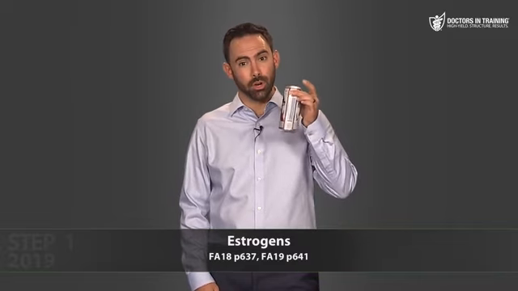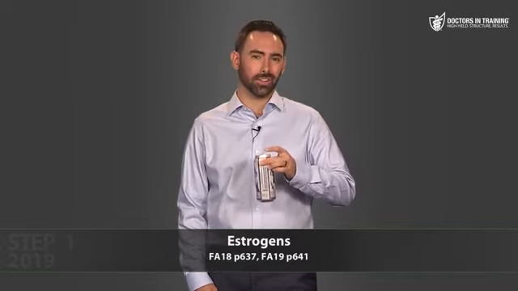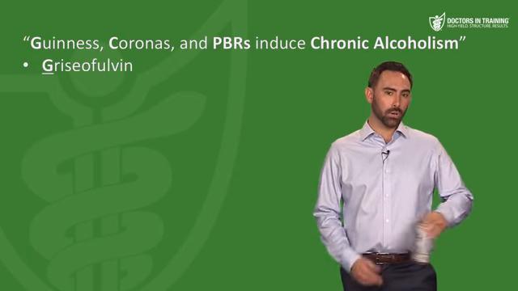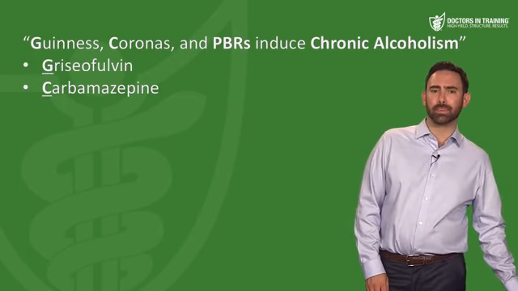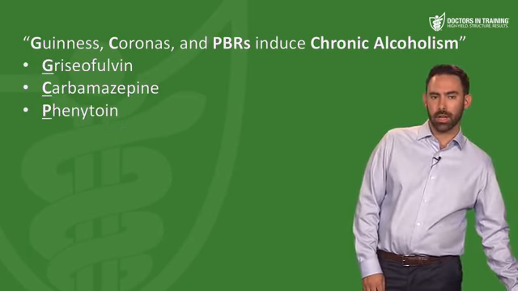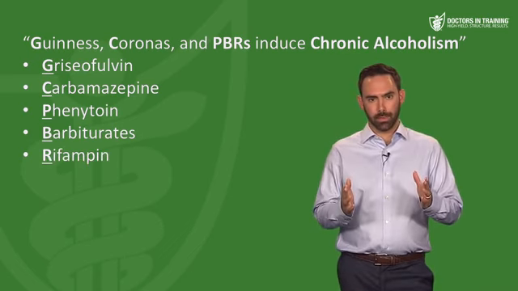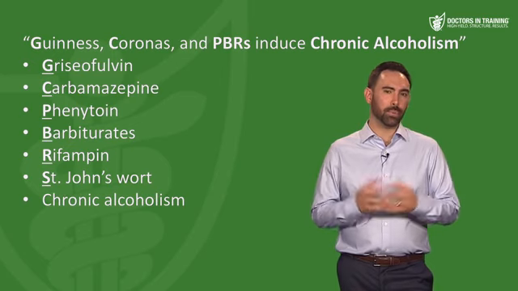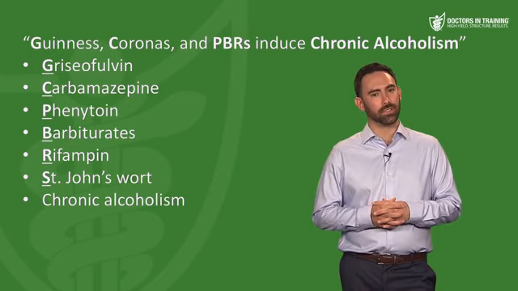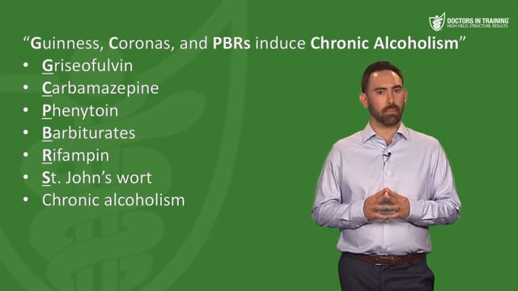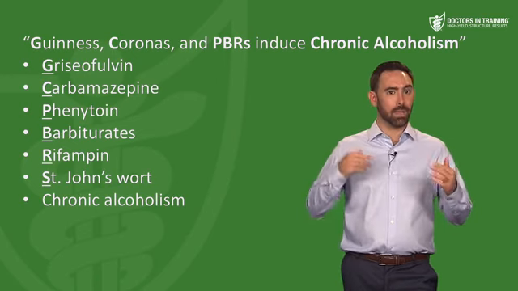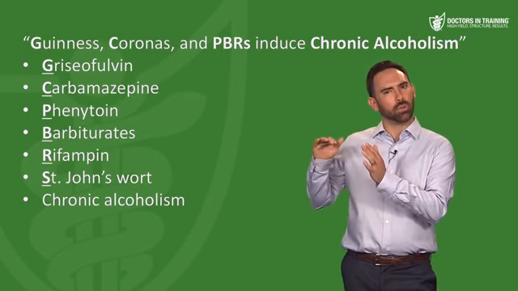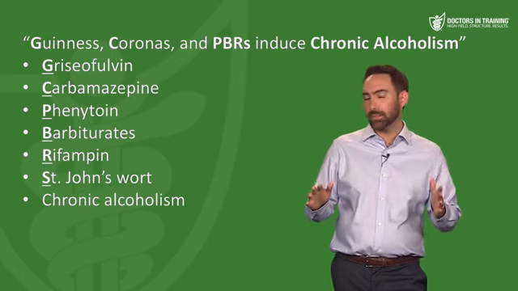You may remember our mnemonic: Guinness, Coronas, and PBRs induce chronic alcoholism. That stands for griseofulvin, carbamazepine, phenytoin, barbiturates, rifampin, St. John's wort, and chronic alcoholism. So in patients taking any of these medications, the P450 enzymes may be ramped up and the estrogens may be metabolized more rapidly, so the birth control pills may not be as effective.